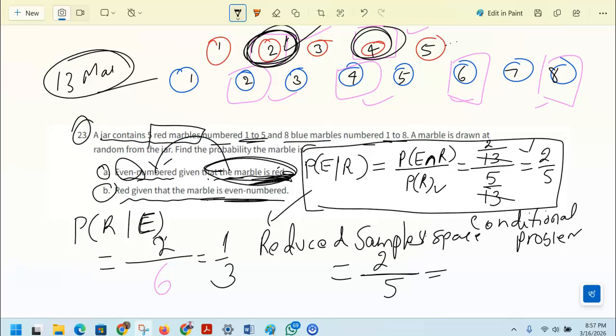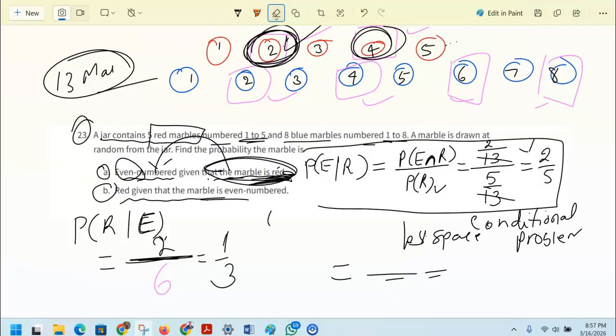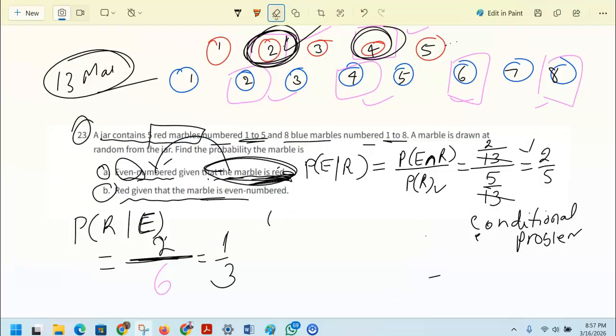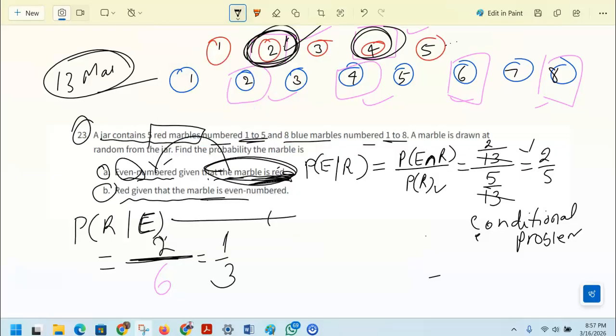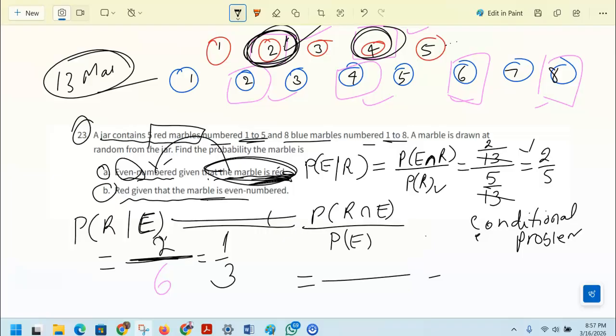Or you could also do this. This is the same thing actually, using reduced sample space or using the conditional probability formula. We could write this. So this could be written as probability of red and even divided by probability it is even. So even we have already seen that there are 6 out of 13.